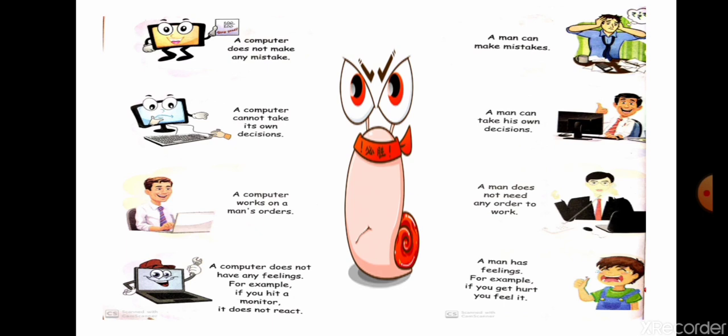So, the computers basically work on different steps. The computer makes the decision when the user puts in the input. The man can take his own decision. We take the decision for the computer. The computer works on the order of the man as we discussed in the previous point. While the man does not need to do any work in order.